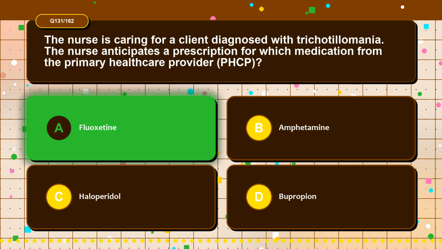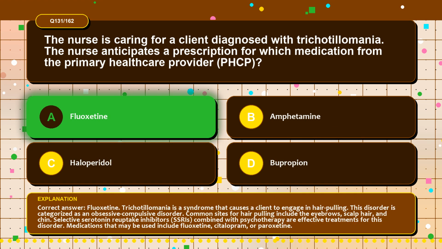The correct answer is option A. Fluoxetine. Correct answer: fluoxetine. Trichotillomania is a syndrome that causes a client to engage in hair pulling. This disorder is categorized as an obsessive-compulsive disorder.